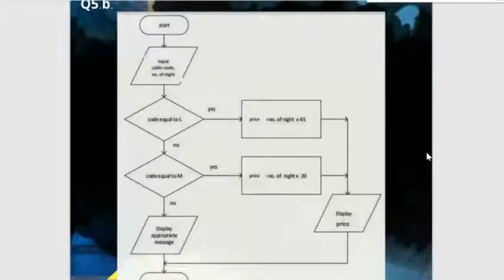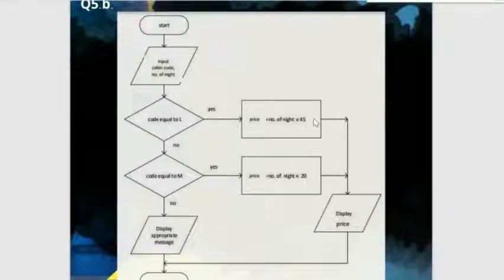Alright. Kita tengok kalau code equal to L, apa berlaku? Okey, jangan pelik kenapa ada dua diamond, sebab sekarang ni kalau dia bukan L, dia bukan M, kita kena display appropriate message. Okey. So, code equal to L, if it's true, boleh tulis true, boleh tulis yes. Price equal to NO, tak nak titik NO of night over 45.